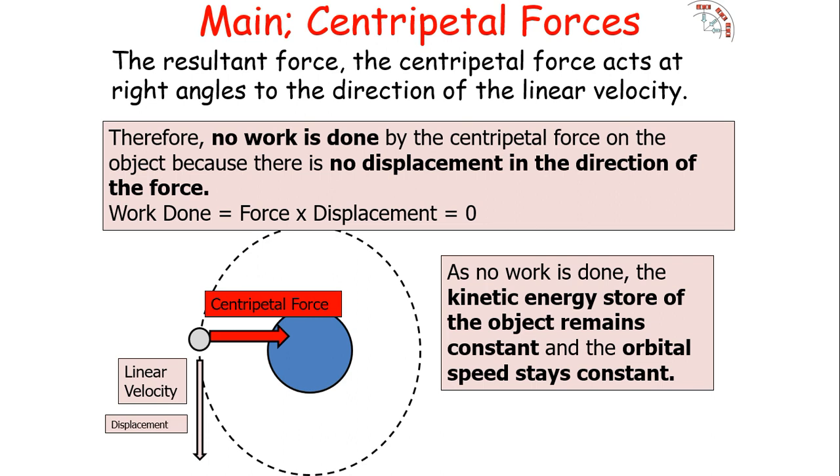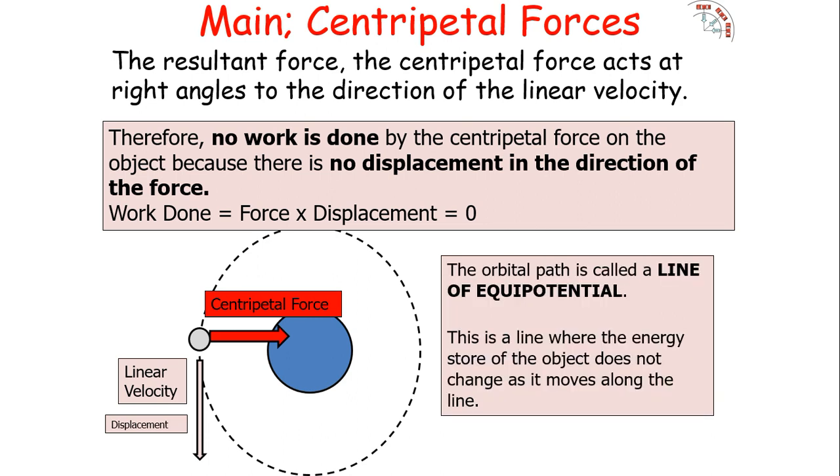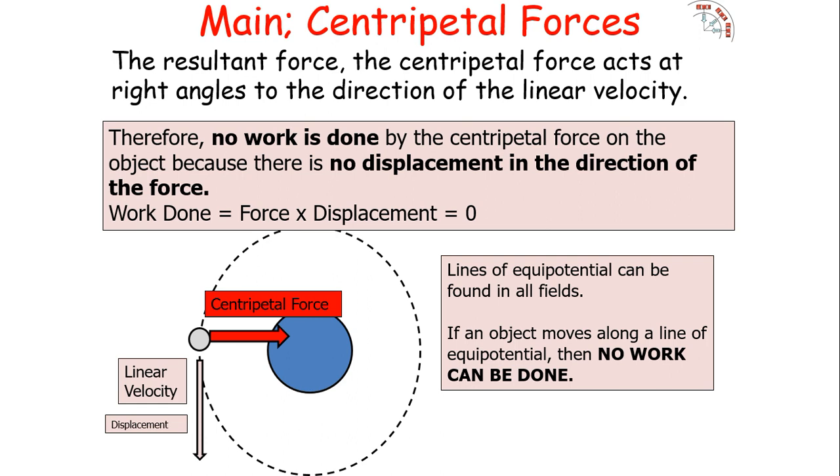So basically, no work is done by the centripetal force on the object because there's no displacement in the direction of the force. As no work is done, no energy is transferred, so the kinetic energy store of the object remains constant, and therefore your orbital speed, your linear velocity, will stay the same. Now the orbital path is what we call a line of equipotential. This is a line where the energy store of an object doesn't change as it moves along this line. Equi, equal, the same, potential energy. A line where energy stays the same. So if an object moves along a line of equipotential, by definition, no work can be done.